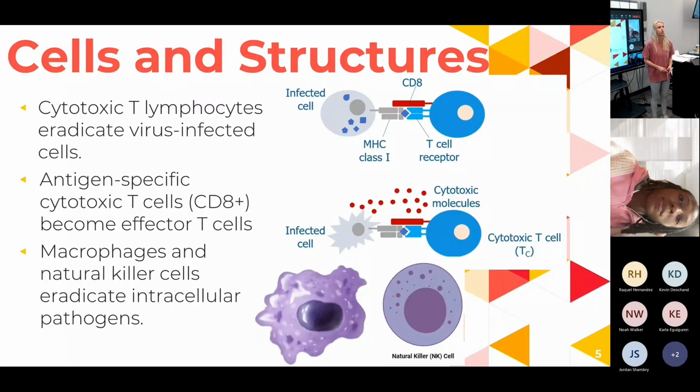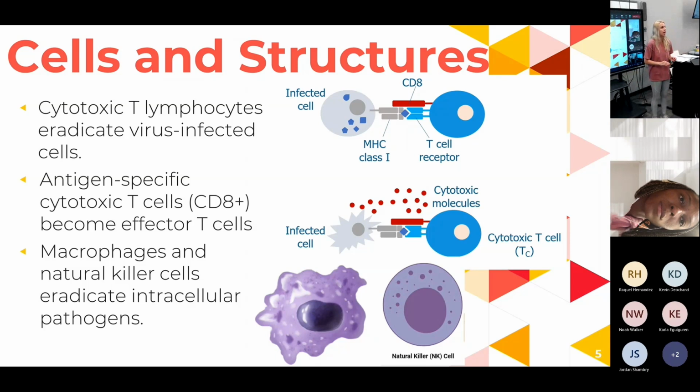So cells and structures for the viral vector vaccines. These activate the cytotoxic T lymphocytes to eradicate the virus-infected cells. So the cytotoxic T cells are seen here.